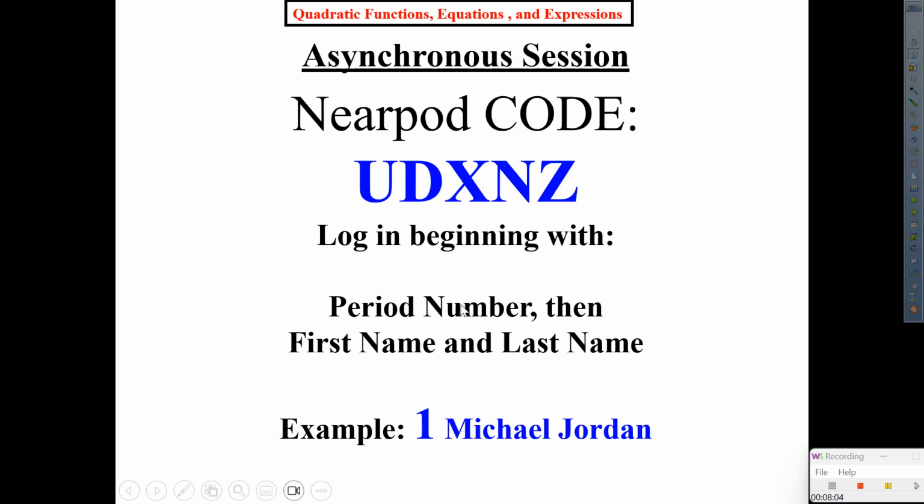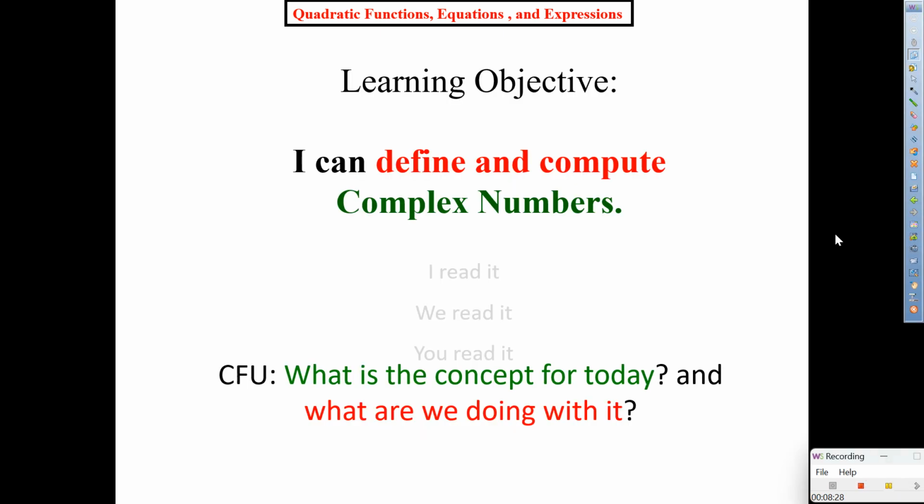Copy this code, UDXNZ. That gives you access to the play sheet for tonight. UDXNZ. All right? I'll give you some time to write down your homeplay and then get a Cornell note ready, please. Go. All right, we good?